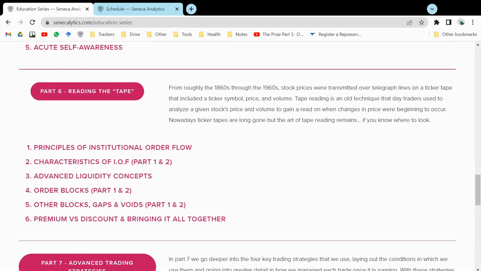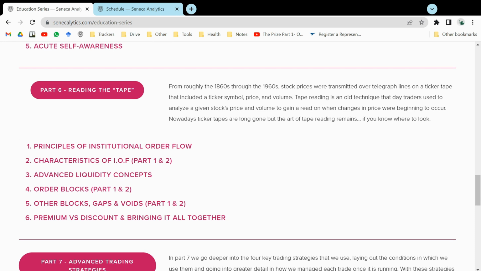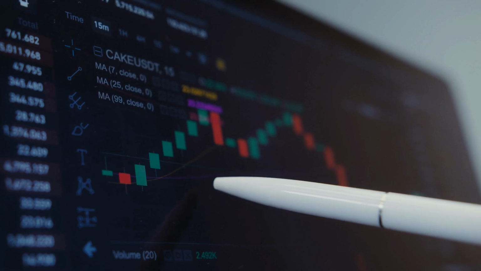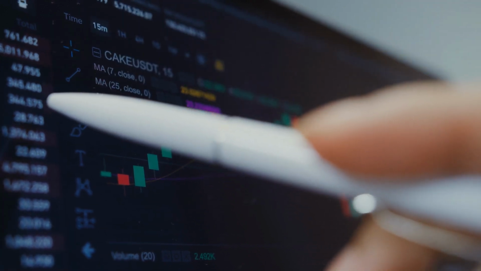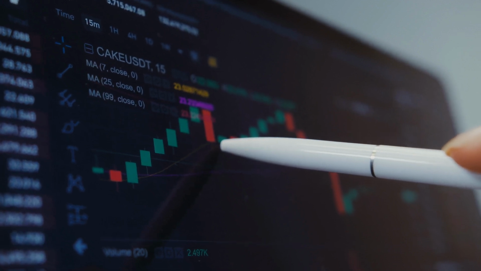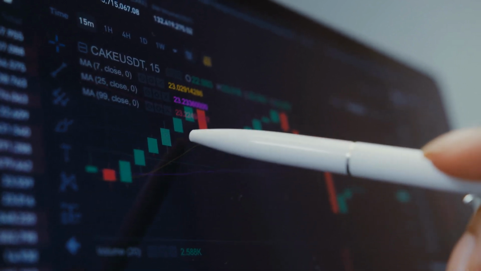Then in part 6, we get into reading the tape. Things start to get really juicy in this section. We talk about principles of institutional order flow. We talk about characteristics of institutional order flow, advanced liquidity concepts. So you talk about liquidity on the charts, but do you know there are several different types of liquidity on the charts, different areas of liquidity, and how do you identify those different areas of liquidity on the charts? Really great stuff in here.